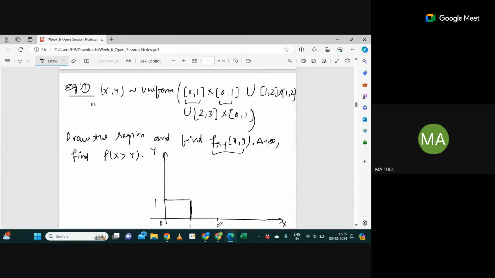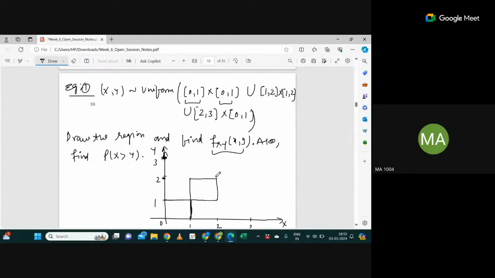Now, second is union of [1, 2] and [1, 2]. Suppose this is the 2, this is the 3, and for example, this is the 2, and this one is the 3. Make sure scaling should be proper. So 1 to 2 and 1 to 2 means y is 1 to 2, x is also 1 to 2. That means the union of this thing.